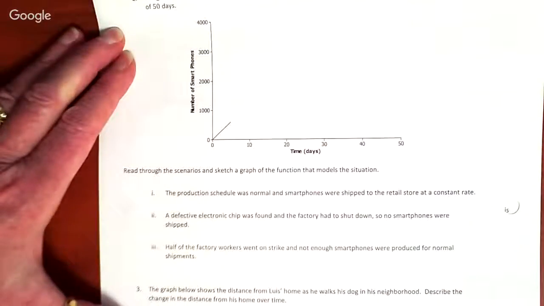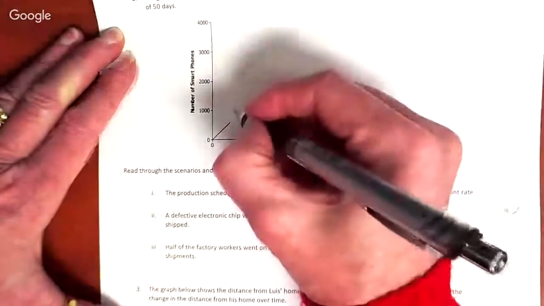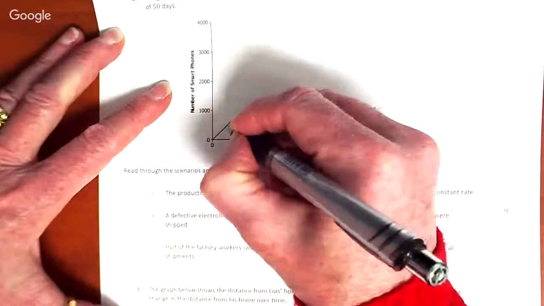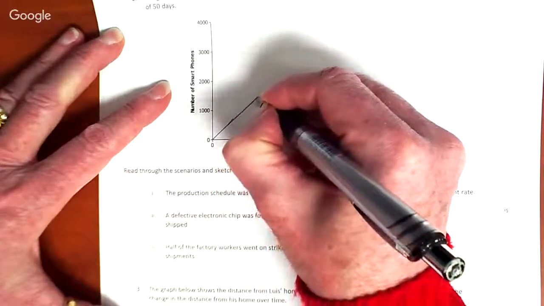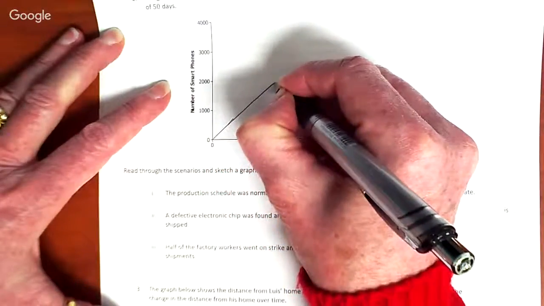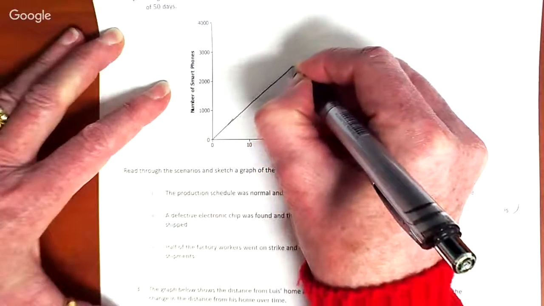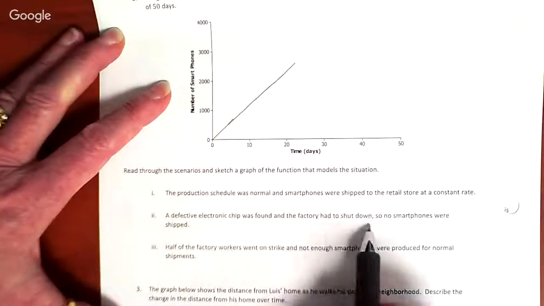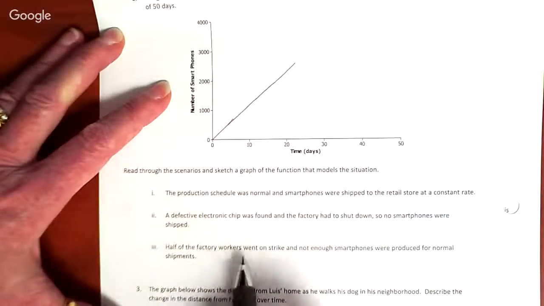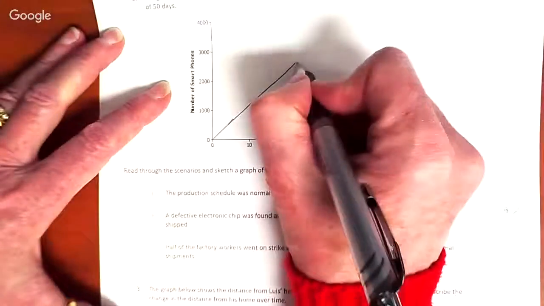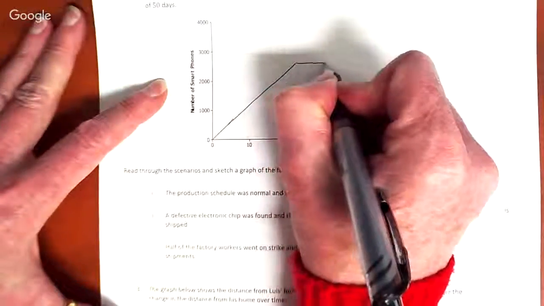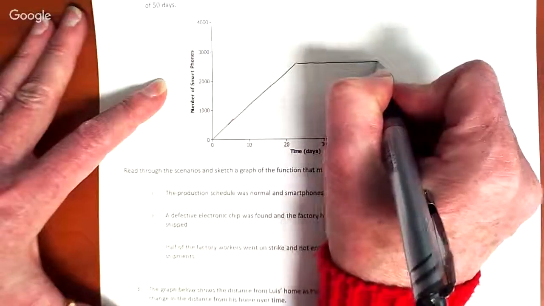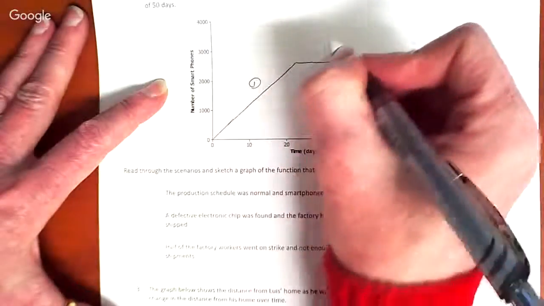The production schedule was normal and the smartphones were shipped to the retail stores at a constant rate. Well, when that happens, it's simply continuing at a normal pace. Then it says, a defective electronic chip was found and the factory had to shut down, so no smartphones were shipped. At that point, nothing was shipped, so we have a horizontal line. So this is 1. This is 2.